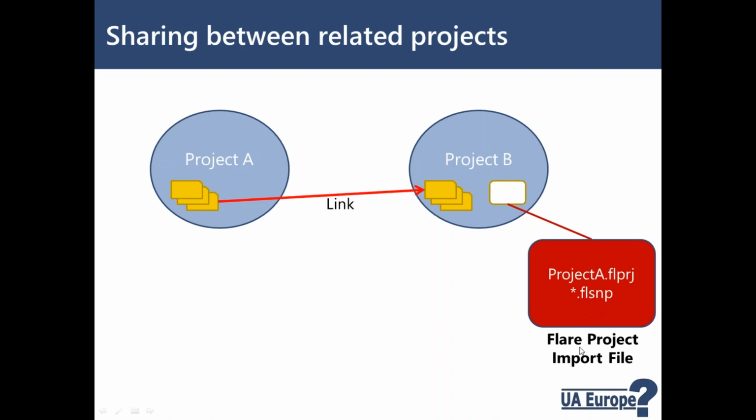I said I wouldn't go into detail on the Flare project import file, but just to say that it's pretty simple. It's just a little file that names the source, names the project that the content is coming from, and specifies what type of information you want to pull in. So I'm saying pull in content from Project A, and I'm interested in snippets. So as a result, those snippets come into Project B.